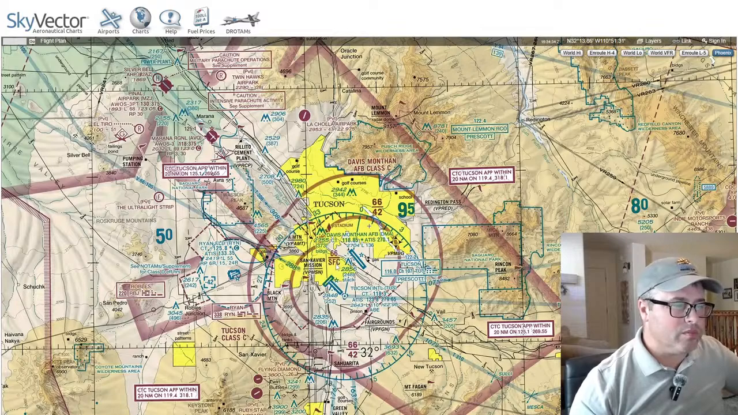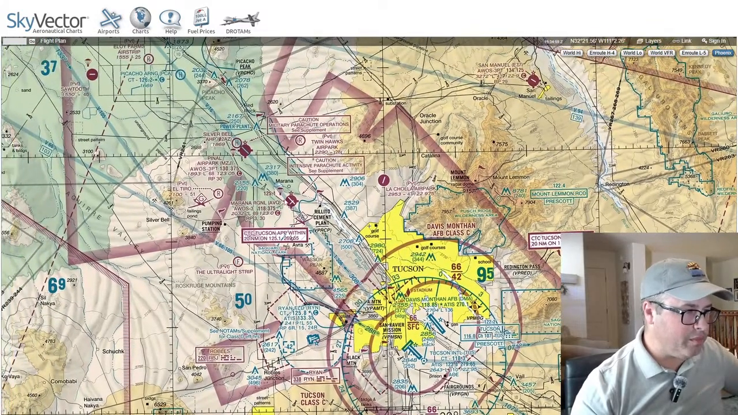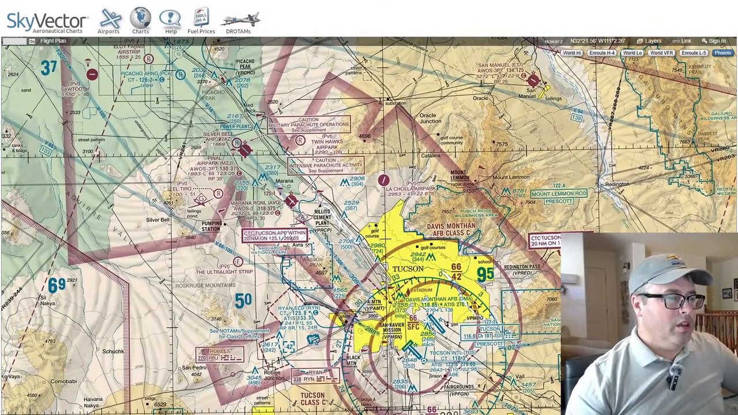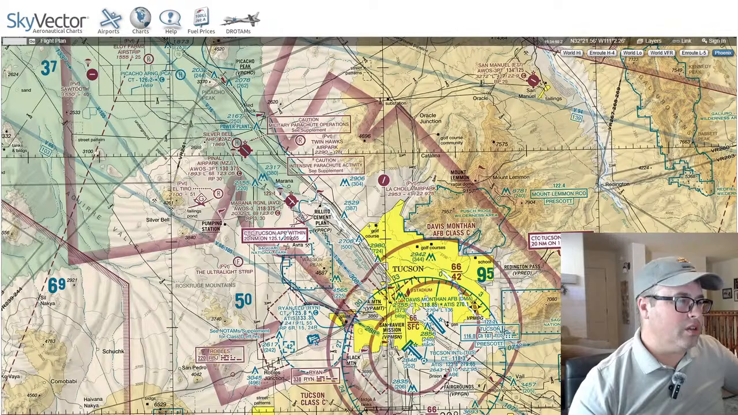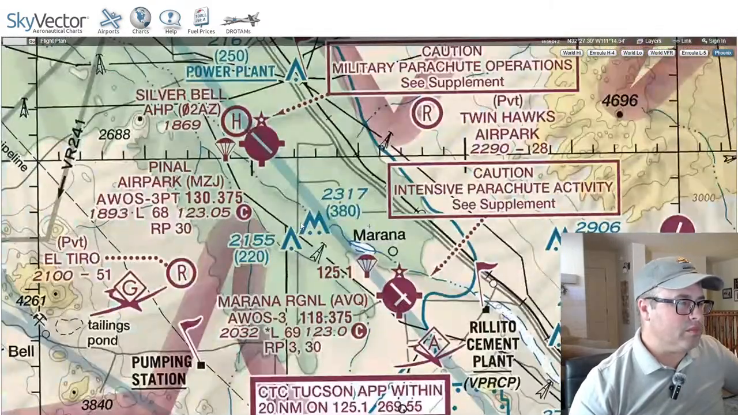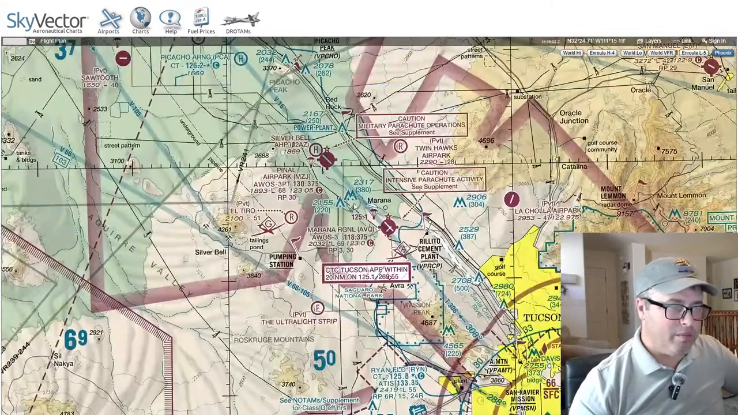Next, if we're flying in Class Charlie airspace, we need to have both a transponder and ADS-B out, which is some radio equipment that tells air traffic control and other airplanes where we are. So there's that.